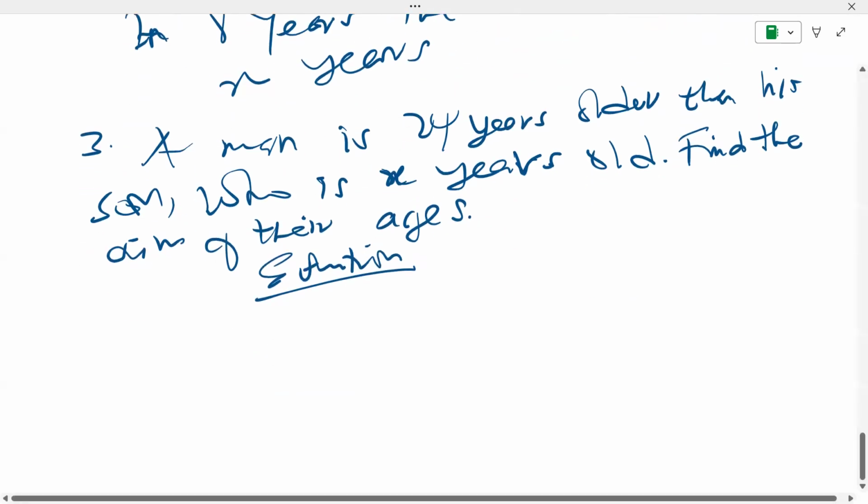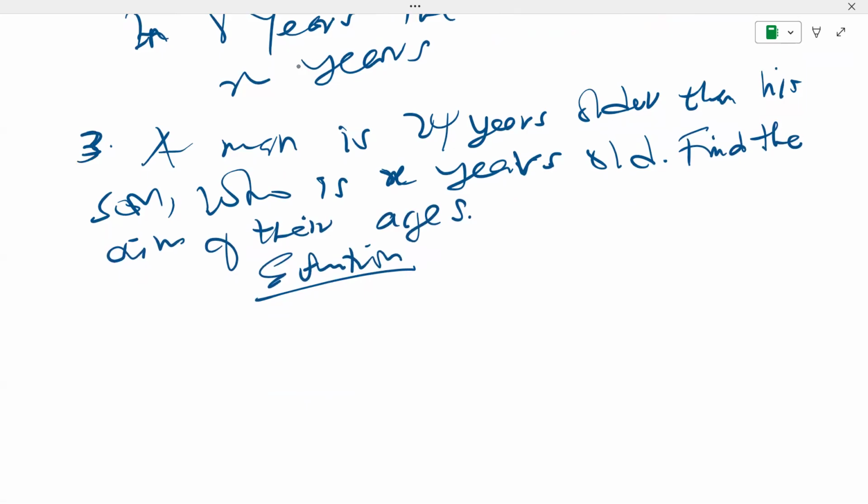All right, so the third question is, a man is 24 years older than his son, who is x years old. Find the sum of their ages. So this is the question, look at it carefully. The man is 24 years older than his son, and the son's age is x. So find the sum of their ages.